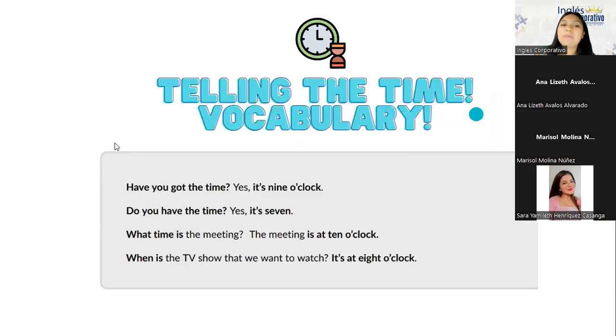Ahora sí vamos y movámonos. Telling the time vocabulary. Okay. Vale. Preste atención porque vamos a aprender a decir las horas. La hora en inglés. Teacher. Excuse me.